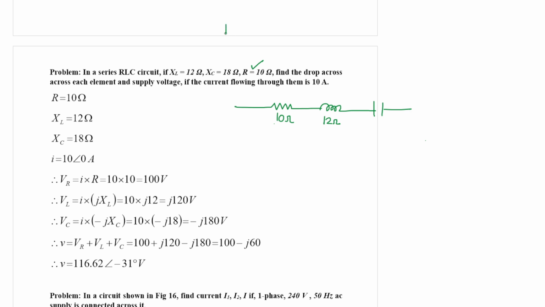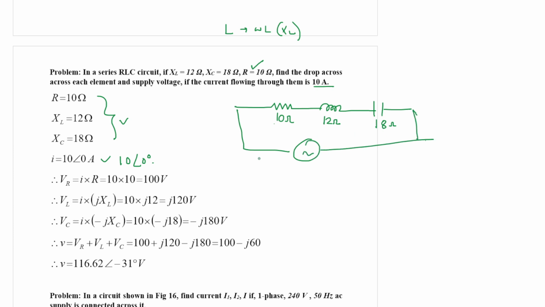XL means L multiplied with omega, that will become XL, right? And XC is equal to 18 ohm. So these three data are given. Current is 10 ampere, it is 10 angle 0. So it must be connected across a supply. So this current is 10 angle 0. Find the drop across each element and the supply voltage.